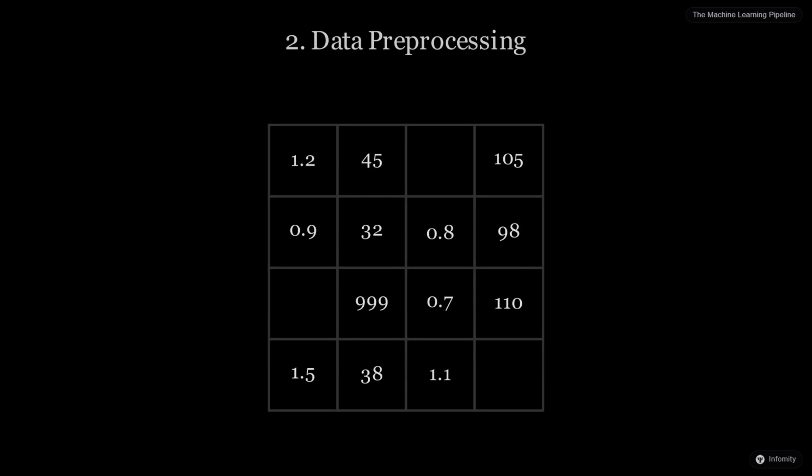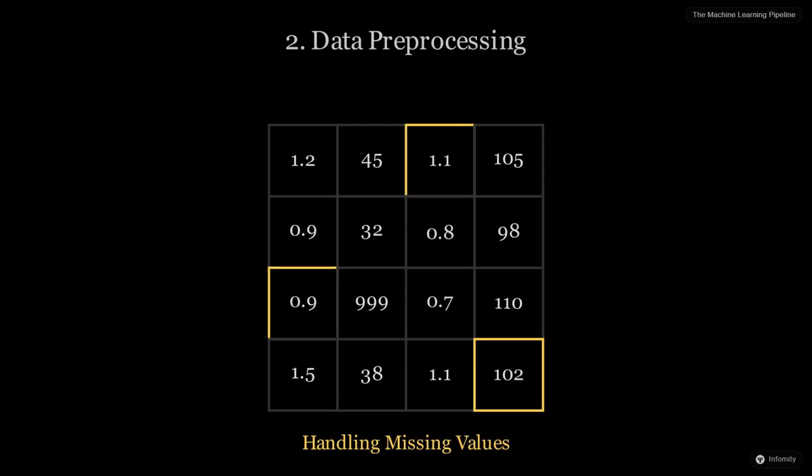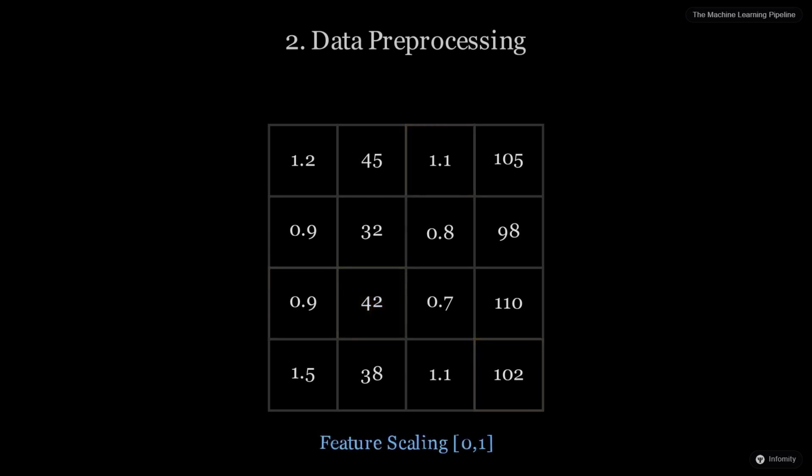Data pre-processing is the crucial step of cleaning and transforming this raw data. This involves handling missing values, where we might fill gaps using averages or medians. Next, we identify and manage outliers, extreme data points that can skew our model's learning. Finally, features are often scaled or normalized, preventing larger values from dominating. This structured and clean data is then ready for the next stages.